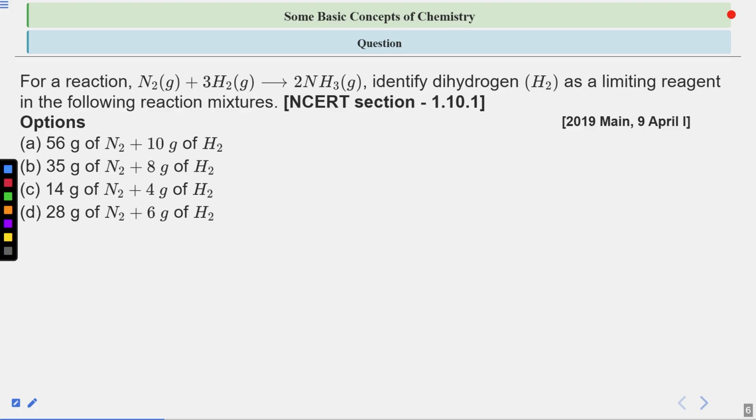Identify the dihydrogen as a limiting reagent in the following reaction mixture. So four reaction mixtures are given here and you have to identify in which of these the H2 will be present in less amount. This was asked in the JEE exams 2019 on the 9th April, first shift. So you have some time to solve this question. Your time starts now.